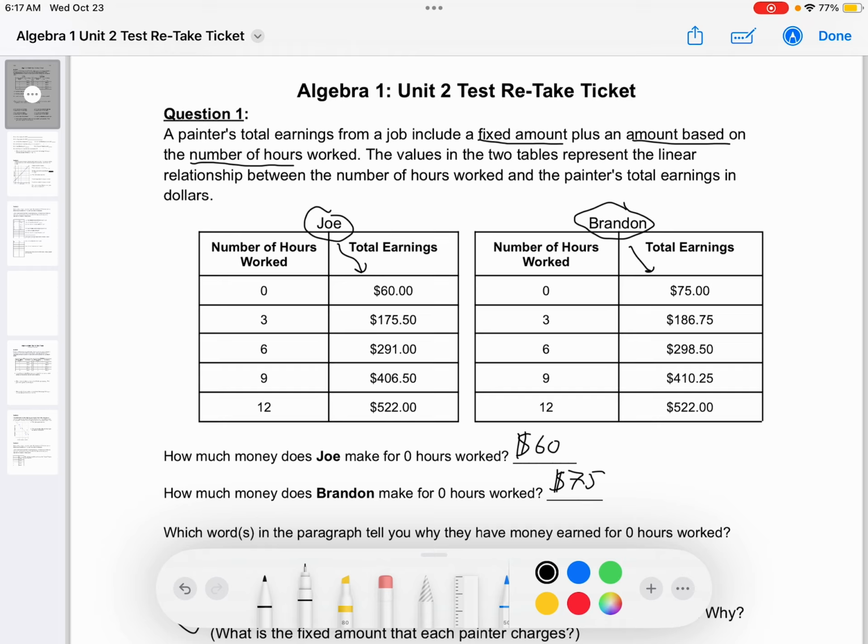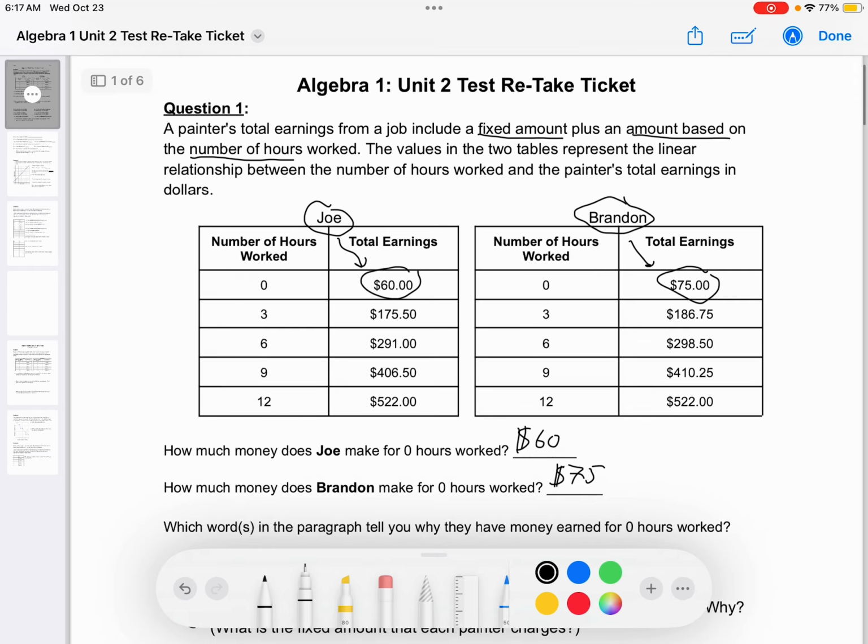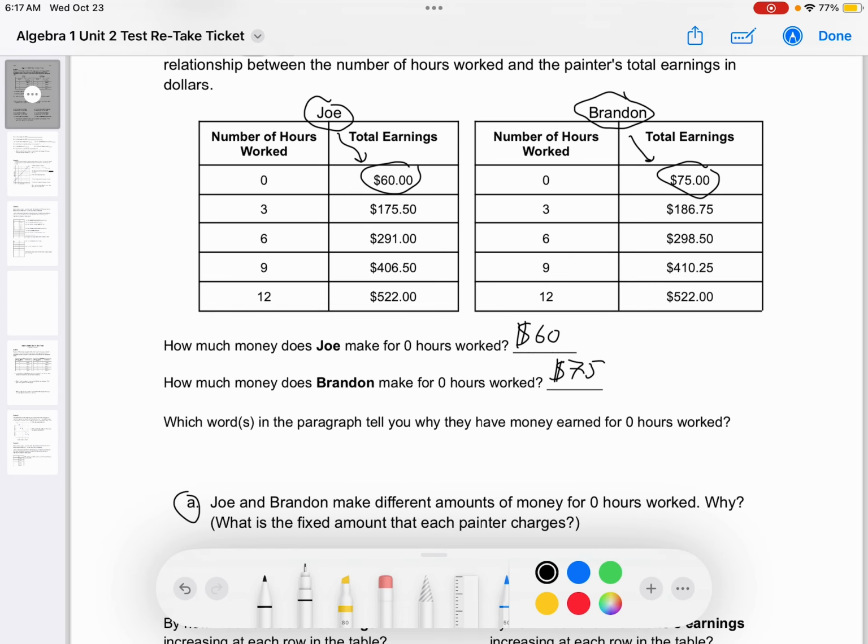What that tells me is that they are charging a certain amount no matter how many hours they work. If you're going to hire them, they're going to charge you a certain amount. It doesn't matter how long they work for. Then they are charging you additionally for every hour. So these earnings at 0 hours, the 60 and the 75, that's the fixed amount that they charge. That is how much they charge you just to work the job before they've even worked any hours. So those are the fixed amounts. So the words in the paragraph that tell you why they have money for 0 hours is the fixed amount. They both charge a fixed amount before they start working.